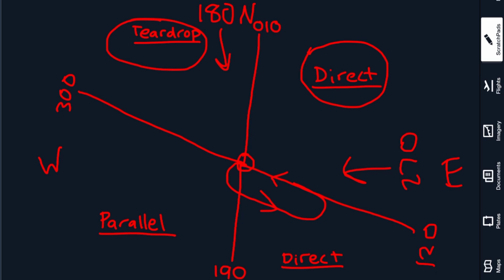And finally, a little bit more challenging example. If you're on a 015 heading towards the VOR, it's a little tough to tell whether you're on the parallel side or the direct side.